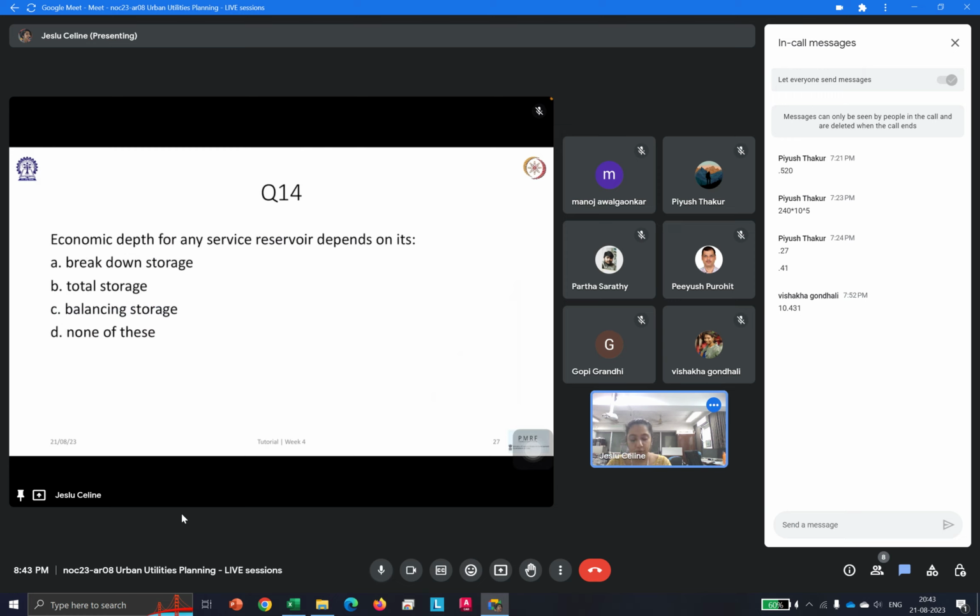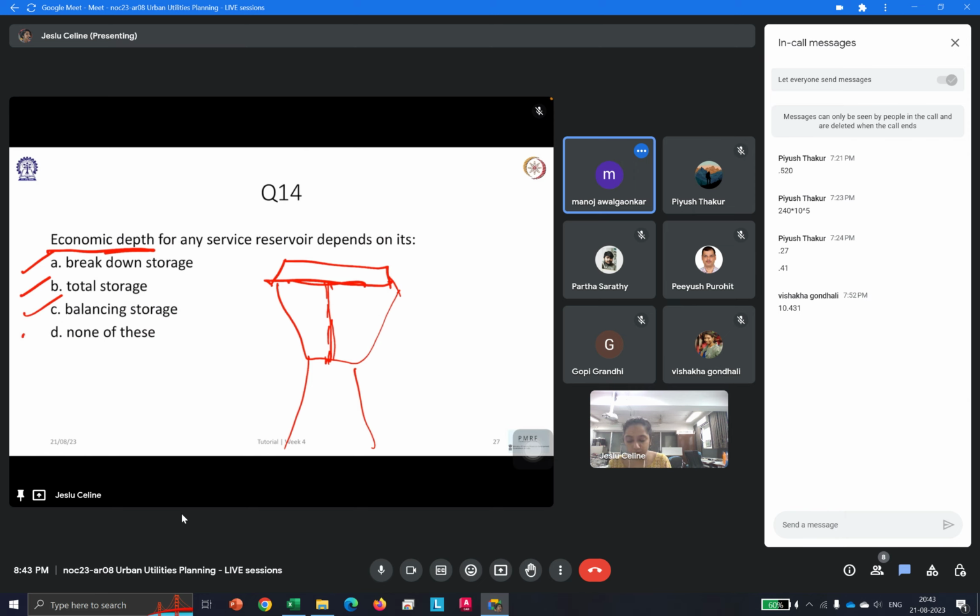The economic depth for any service reservoir depends upon breakdown storage, total storage, balancing storage, or none of these. What do we mean by economic depth? Economic depth basically depends upon the capacity or the depth to which we are designing the reservoir. Does it depend upon the breakdown storage, total storage, balancing storage, or none of these? Total storage. Correct, total storage, because total storage accounts for our balancing storage and breakdown storage plus fire storage. That's what we discussed. So it needs to be designed for the total storage.